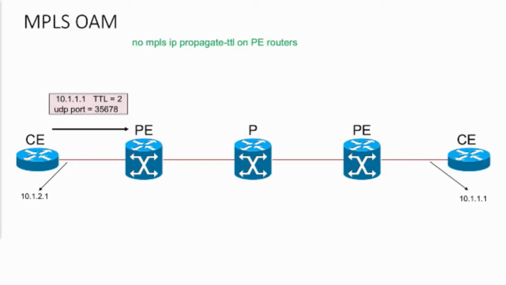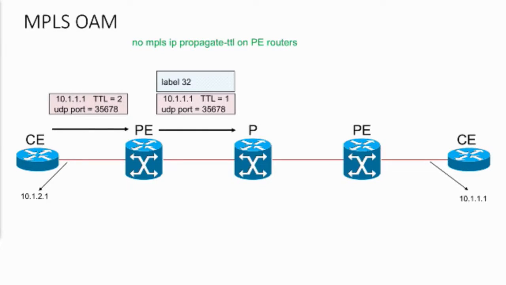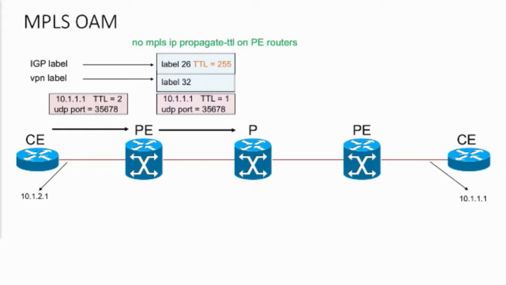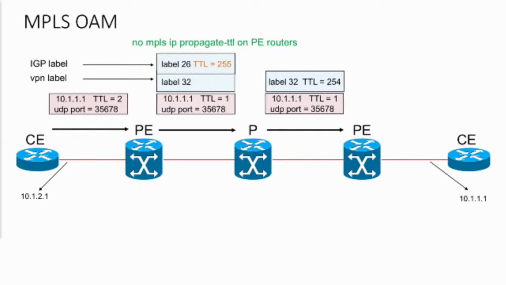When you send a packet, you have the same VPN label and the IGP label. But this time, instead of copying the TTL value from the IP packet and reducing it by 1, it just sets the TTL value to 255. Now, when the packet moves forward and strips off the IGP label because of the PHP, it copies the TTL value, 1 subtracted, to 254. And now look at this.